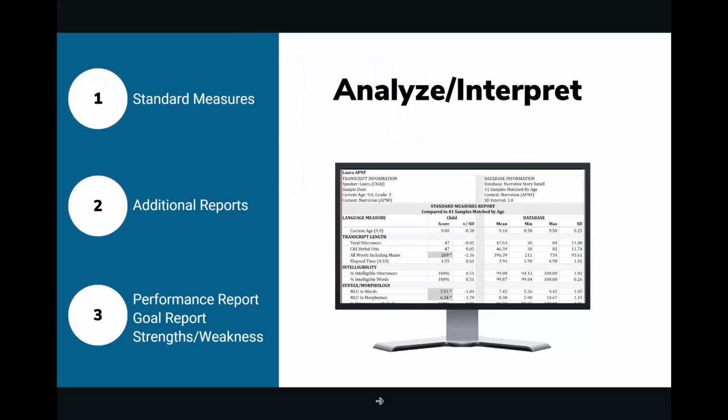Okay, and then after we get through the transcription, what we're going to do is analyze and interpret our results. So there's a general process that I'll demonstrate. The first thing that we're going to do is look at our transcript and run the standard measures report. And that's the cover sheet. It covers different language domains like syntax and morphology, intelligibility, semantics. So that's the springboard. And then based on that, you're going to run additional reports to find out more data, dig to that next level down. And then you can run the performance report and the goal report. So let's go ahead and do a quick demonstration with a case study on how to analyze and interpret a SALT transcript.